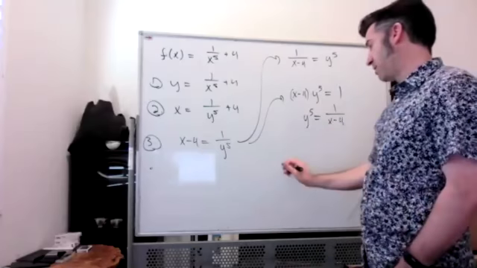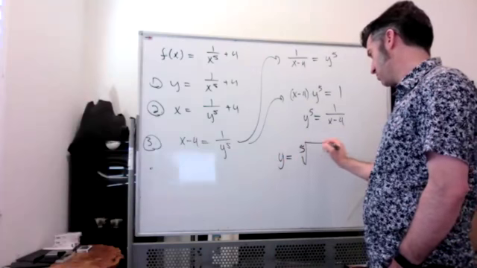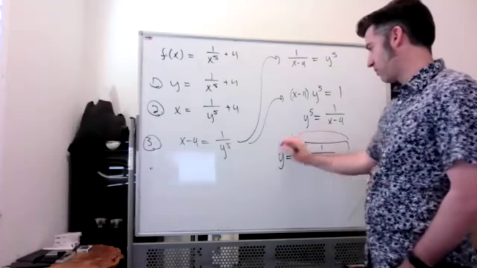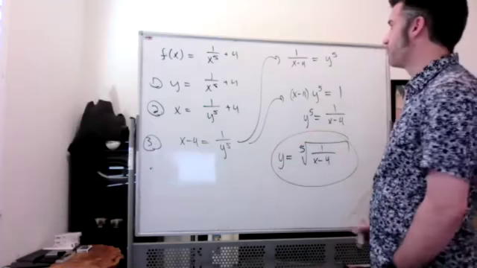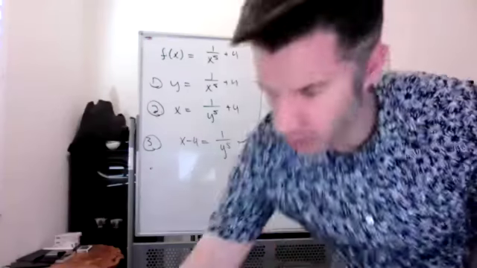Then we're going to solve for y by taking the 5th root of both sides. So y is equal to the 5th root of 1 over x minus 4. All right. Let's look at the next one.